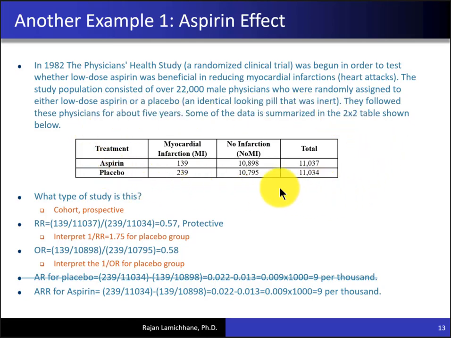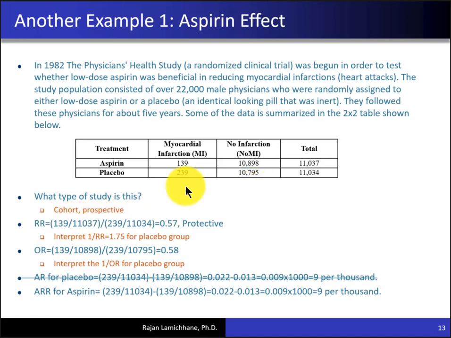If you see here, these physicians were randomly assigned to these treatment groups and were followed for a certain period of time. So this is a prospective cohort study because we have two cohorts. One is the exposed cohort, or the treatment group. One is the placebo group, or the control group. We have two cohorts and then we follow them. Since it is a prospective cohort study, we can calculate odds ratio, relative risk, and attributable risk. All three can be calculated here.